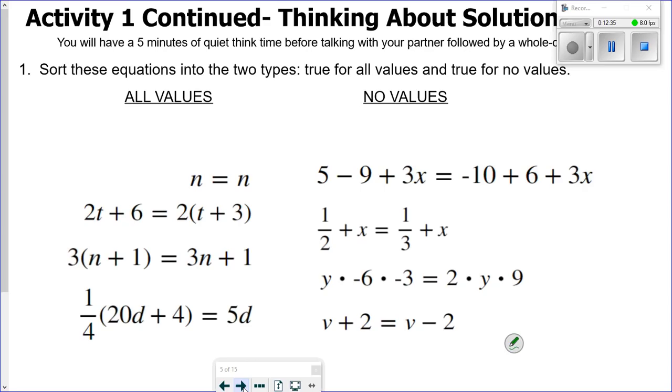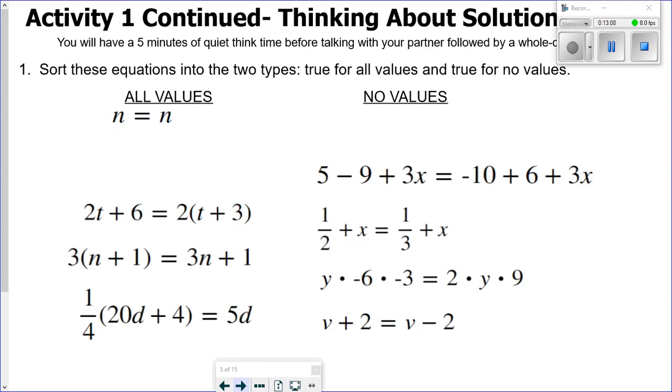Welcome back. Let's go ahead and see how your sort went. If we take a look at the first example given to us in your workbook, n equals n, I'm going to place n equals n in the all values column. This was very similar to the last example we did together when we got t to equal t. So if n equals n, I know that is a true statement. No matter what number we input, we will always get the same output on both sides.